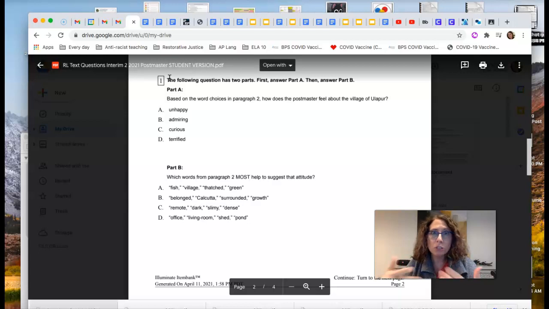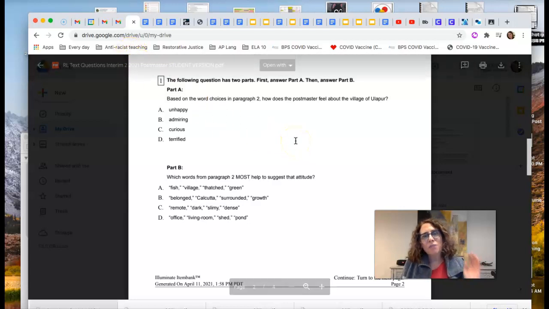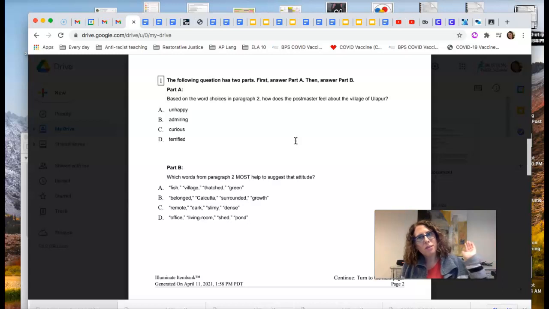Or text or description. So the perfect test of this is question 1 on the Postmaster. Based on the word choices in paragraph 2, how does this guy feel? How does he feel about what? This village that begins with a U. You can give it a name that you recognize if you know, this village of Dorchester. So how does this guy feel, okay, about the village?